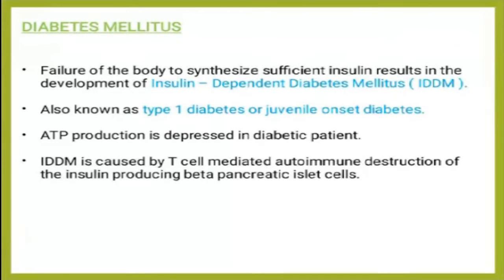In a diabetic patient, ATP production is mostly depressed because there is mitochondrial dysfunction. As the mitochondria is the energy currency of the cell, dysfunction in the mitochondria affects ATP production. Therefore, in a diabetic patient, ATP production will be depressed. IDDM is caused by T cell mediated autoimmune destruction of the insulin-producing beta pancreatic islet cells.